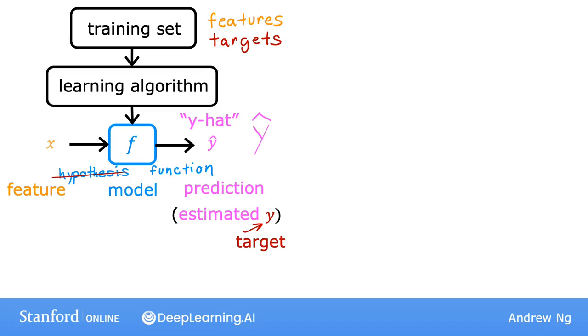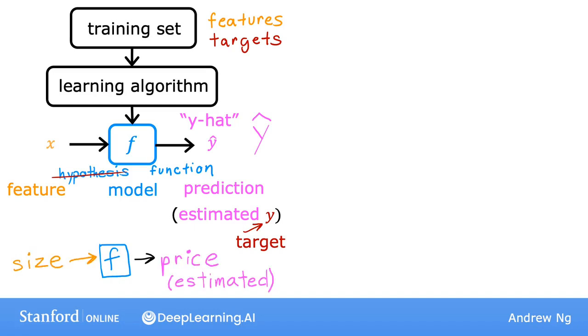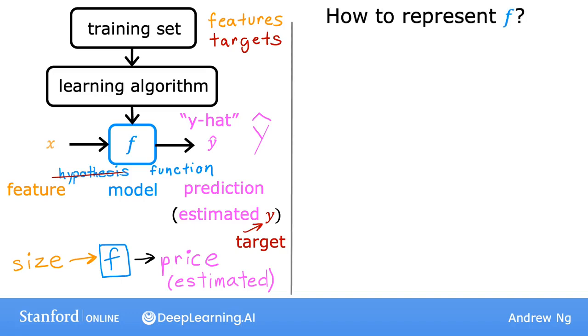Well, if you're helping your client to sell their house, the true price of the house is unknown until they sell it. So your model f, given the size, outputs a price which is the estimated, that is the prediction of what the true price will be. Now, when we design a learning algorithm, a key question is, how are we going to represent the function f? Or in other words, what is the math formula we're going to use to compute f? For now, let's stick with f being a straight line.